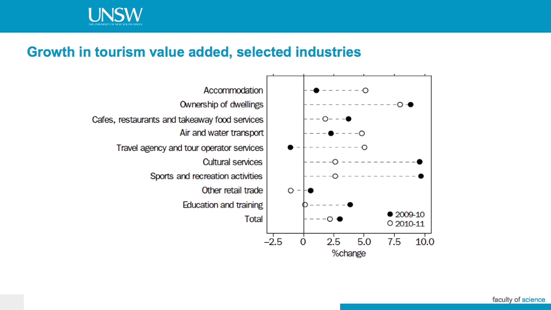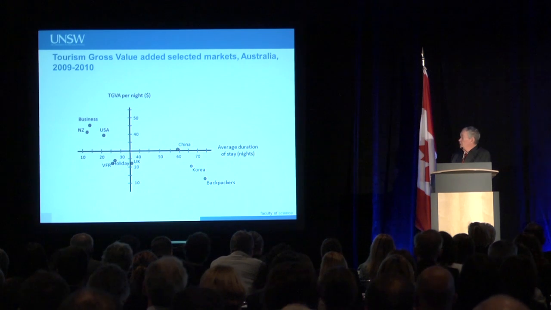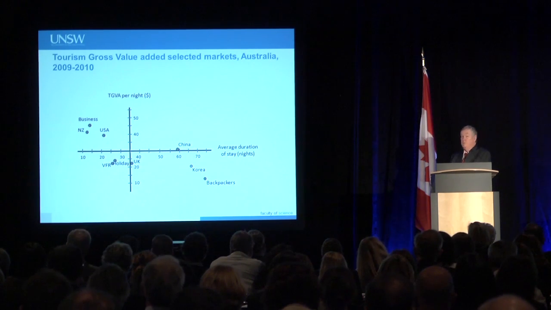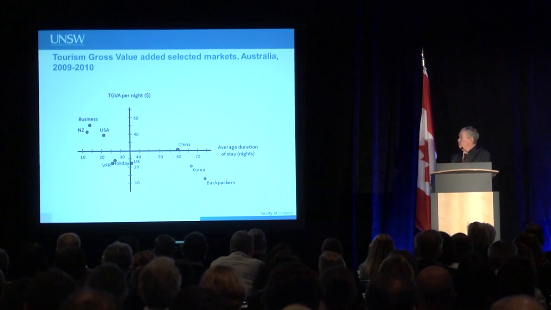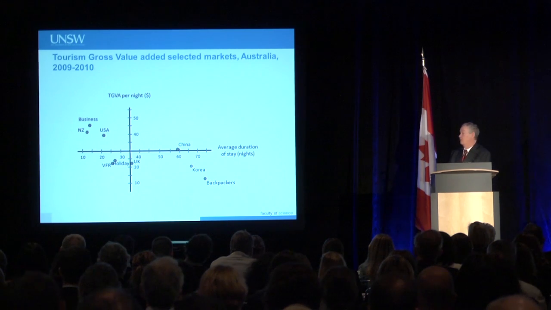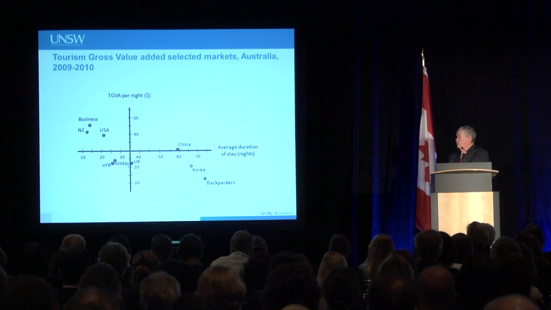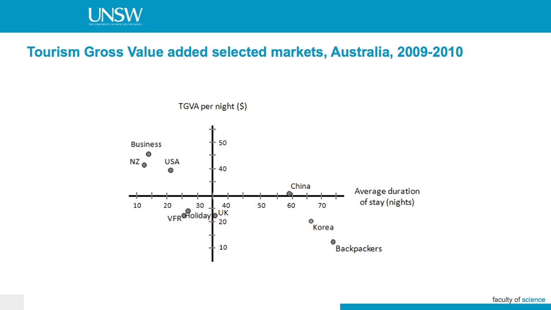So what we have done, my researchers and I, have developed some yield measures using tourism satellite accounts, similar to the yield measures I talked about regarding expenditure. Now here's an example of total tourism gross value added per night. That's on the vertical axis. Tourism gross value added per night, and average length of stay. Here we have one country in that top quadrant, which is China. And that flags that China, the tourists from China, contribute more per night to tourism gross value added above average, and also stay an above average number of nights. And that makes China an important market for Australia.